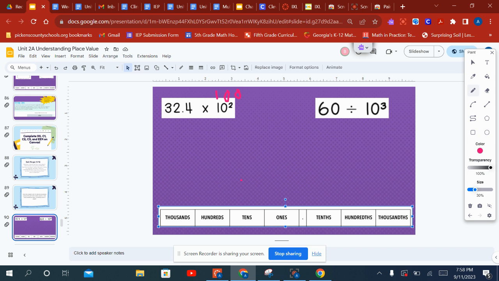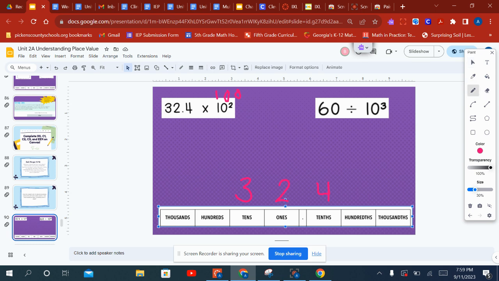So my 3 is in my tens, my 2 is in my ones, and then I have my decimal, and then I have my 4. Okay? Since I'm multiplying by 100, I want to shift my digits to place values to make my number larger. So I am going to actually move my place value flag. If my 3 is in my tens, I want to shift it 2 place values to the left.